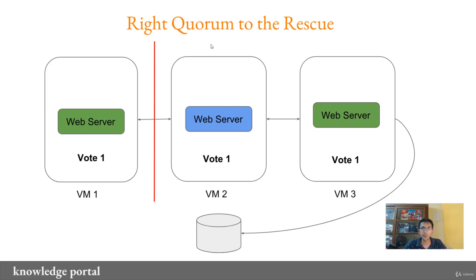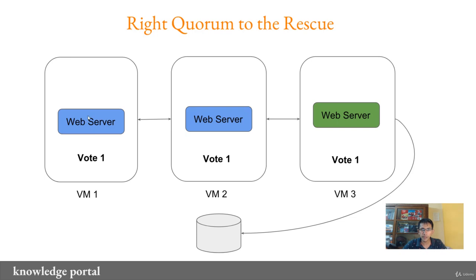So this is the reason why having the right quorum is extremely important. Now, once the connectivity between VM1 and the other VMs has been established, again, we already know that because of 2 votes, the VM3 had taken the role of master. So then the VM1 would step down and it would act as a passive node.